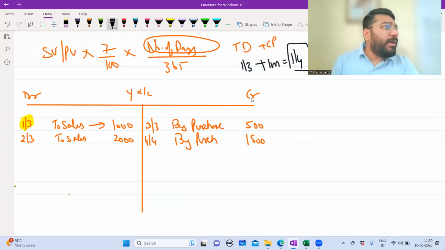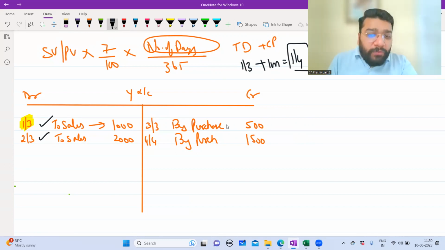From this ledger, are you able to identify for this particular transaction what the due date is? Not possible. So this is one difficulty or challenge which I'm facing.